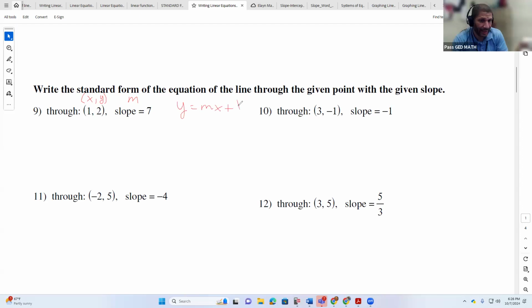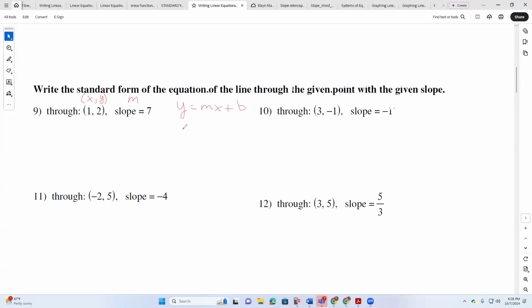So remember what I said. Identify your givens. We got a point. The point tells us the value of x and the value of y. The variable for slope is m. So all we're going to do is substitute these values into this equation.